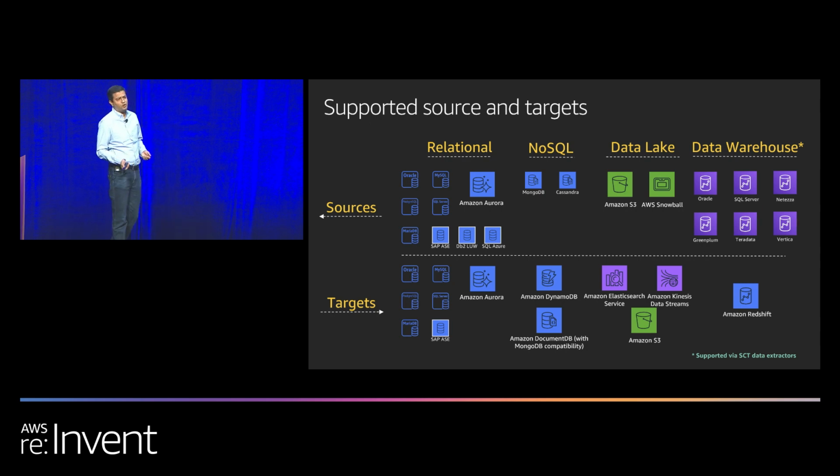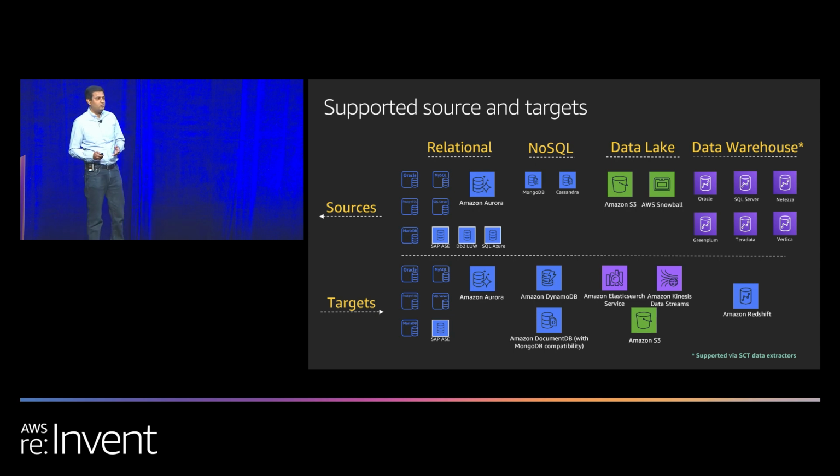We will discuss a couple of examples. One example could be homogeneous migration, where Expedia is using DMS to migrate from on-premises MySQL to Aurora MySQL. Or on the heterogeneous side, Verizon is using DMS to migrate from Oracle and Microsoft SQL to Amazon Aurora.